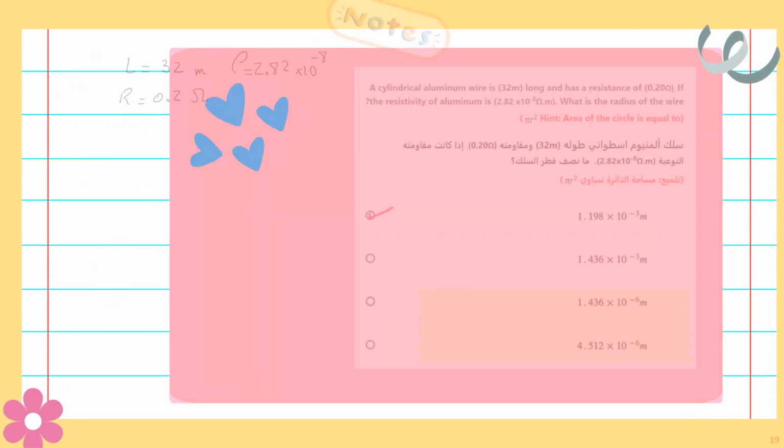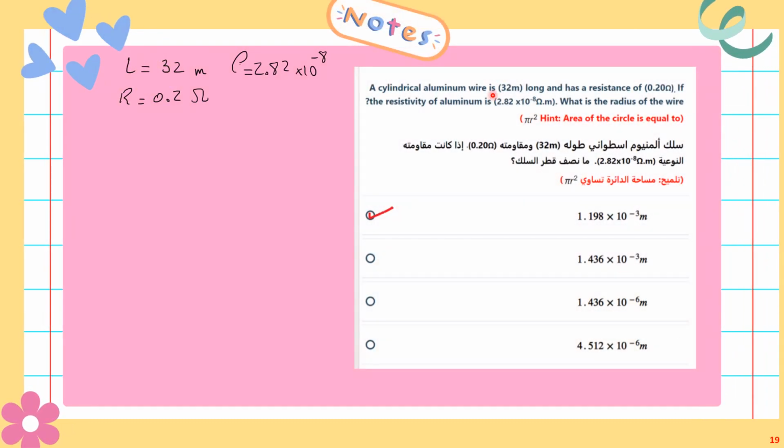With the next question, this is question number 18. A cylindrical aluminum wire is 32 meters long and has a resistance of 0.2 ohm. If the resistivity of the aluminum is 2.8 by 10 to the power of minus 8 ohm meter, what's the radius of the wire? So we are asking for r, and we know the resistivity, the resistance of the wire and its length.